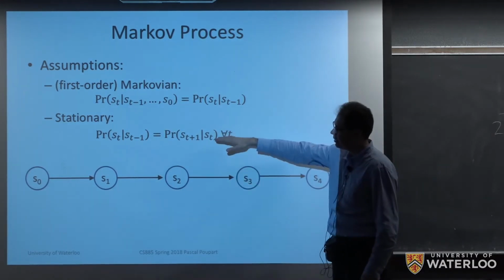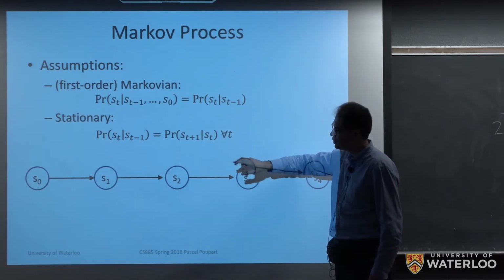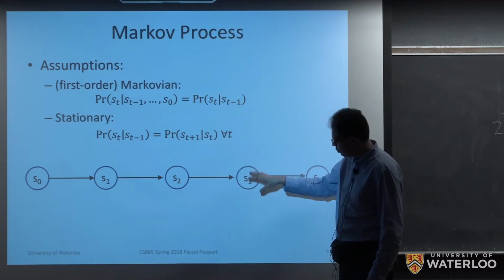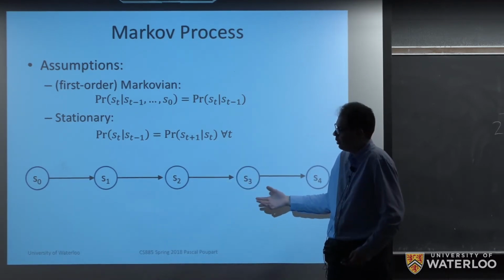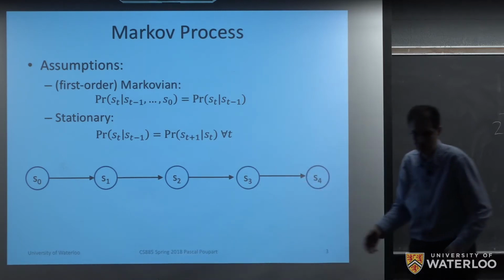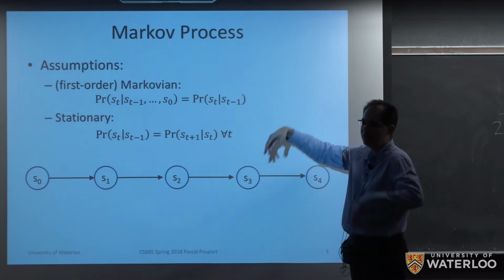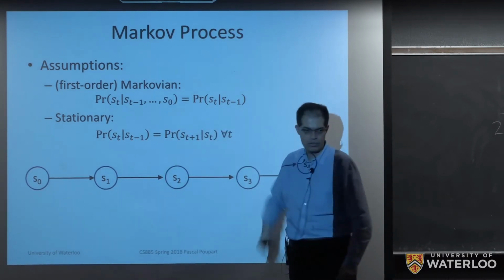And then we made a second assumption where we said that the process is going to be stationary, which means that the distribution to obtain S3 given S2 would really be the same as the one to obtain S4 given S3. So in other words, it doesn't matter what time step we're at. The process will have the same dynamics, the same conditional distribution.